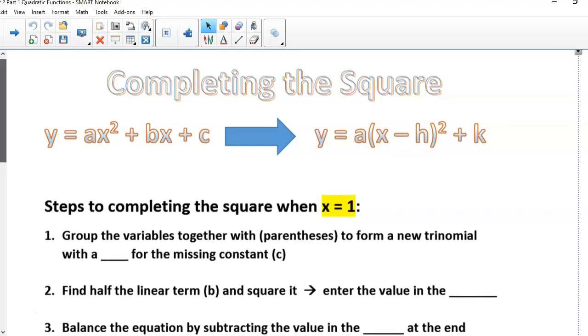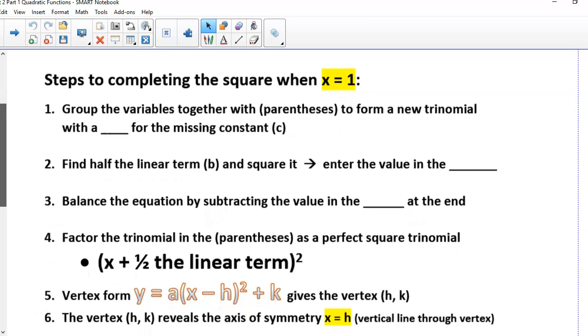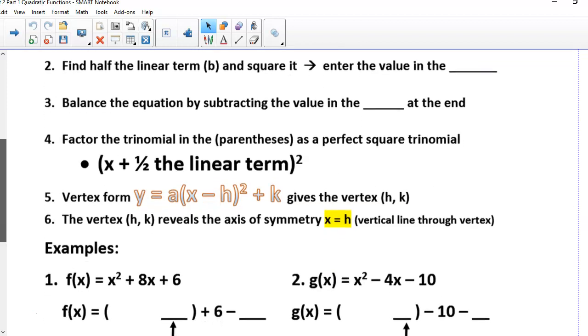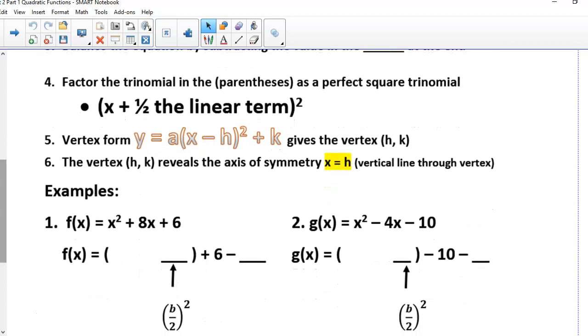So there are some steps that we need to do to complete the square when a equals 1. First, we're going to group the variables together with parentheses to form a new trinomial with a blank for the missing constant c. Then we're going to find half the linear term, which is b, and square it, and then put that value into the blank. Then we're going to balance the equation by subtracting that value in the blank at the end, and then we'll factor the trinomial in the parentheses as a perfect square trinomial. And then we'll have it in vertex form, and that gives us the vertex of h, k.